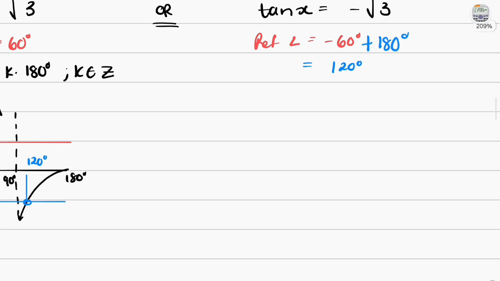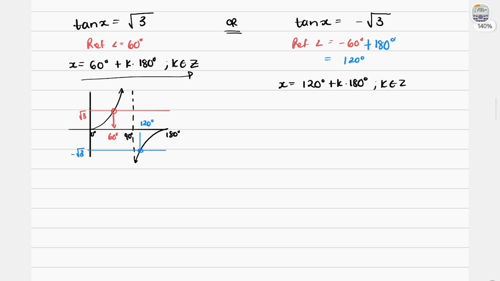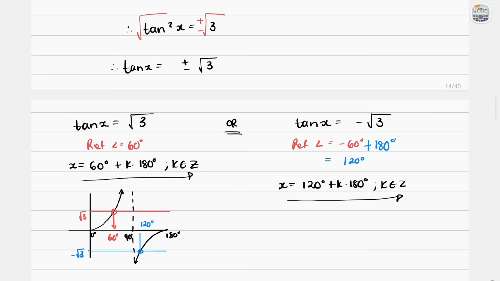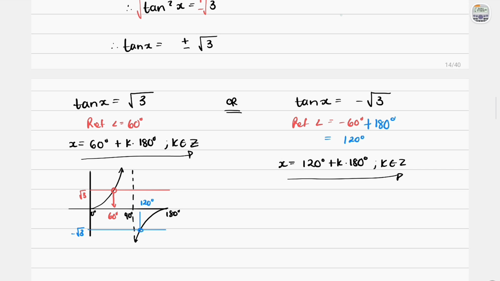And so you can simply say that x is equal to 120 degrees plus k times 180 degrees, because the tan graph repeats itself every 180 degrees, where k is an element of integers. And those will be your answers. Those are the general solutions to this equation. And that is it for question 5.